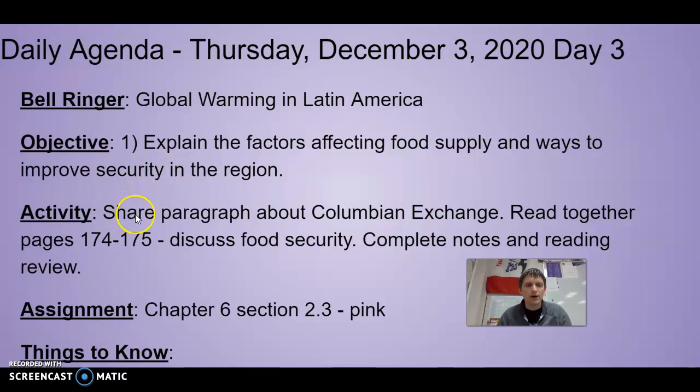And we moved from the Columbian Exchange, so we wanted to get some of the background on who is living in parts of Central America and the Caribbean, to present day, and what life is like now for them. So one of the sections that we read was Chapter 6, Section 2.3 on pages 174 and 175, and it was about food security, food supply, and malnutrition, especially with children. And one of the factors that impacts the food supply is global warming. So we read through that.